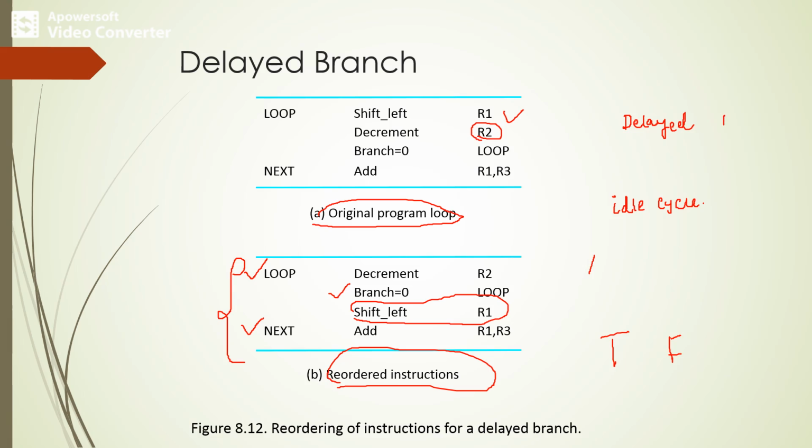So in the case of a delayed branch instruction, branching takes place one instruction later than where the branch instruction appears in the instruction sequence. Where exactly the branch instruction appears, the branch is delayed by one cycle. So that is called a delayed branch instruction.